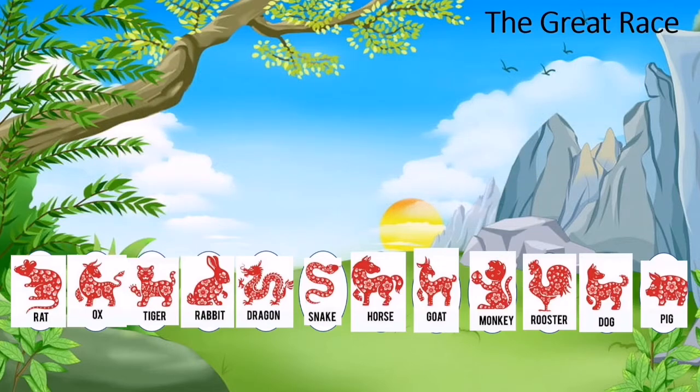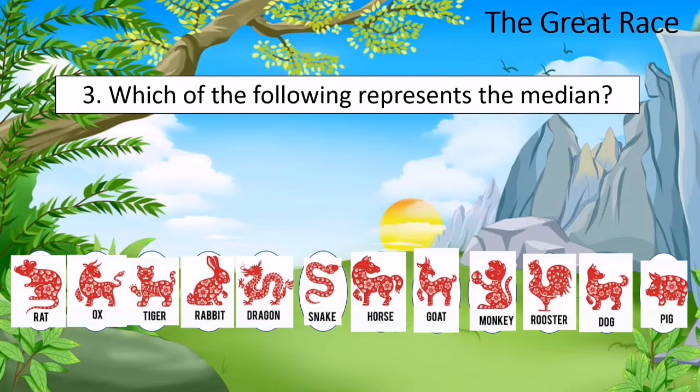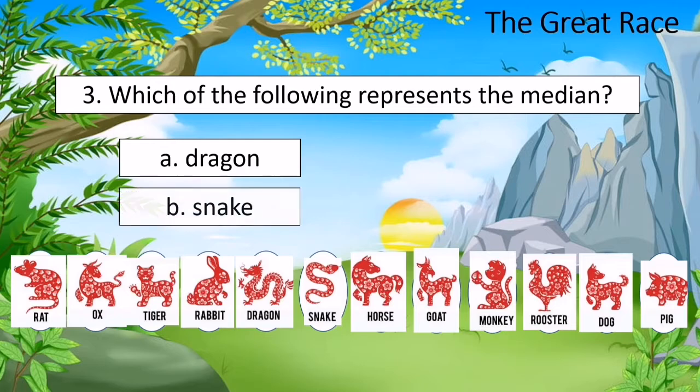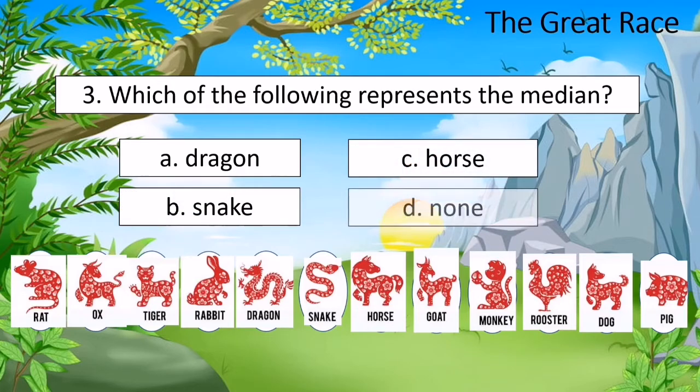Now let's have question number 3. Which of the following represents the median? A. The dragon, B. The snake, C. The horse, or letter D. None? What do you think is the answer? That's correct! It's letter B, the snake.